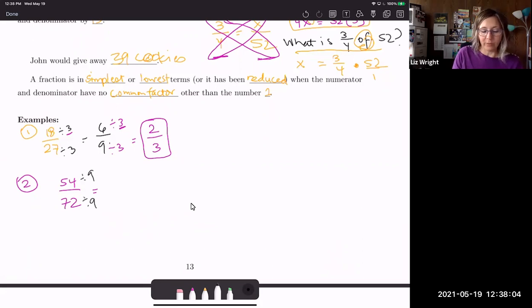And so then 54 divided by 9 is going to give me 6. 72 divided by 9 gives me 8. And I say, okay, well, I could have taken out a larger number, it looks like. So let me try taking out a 2 now. And then that's going to give me 3/4, and I'm done, because the only common factor between 3 and 4 now is 1. And so I know that I'm done with that problem.